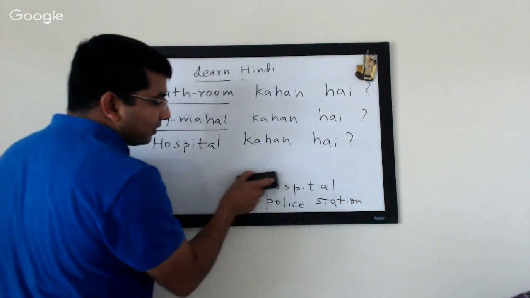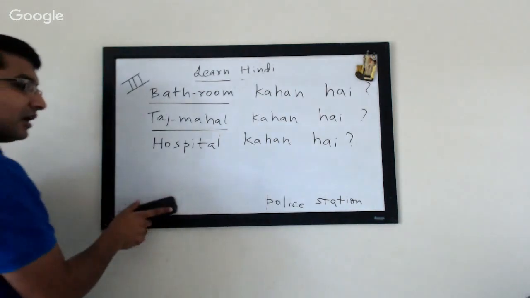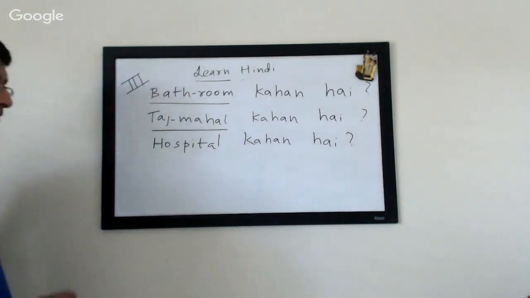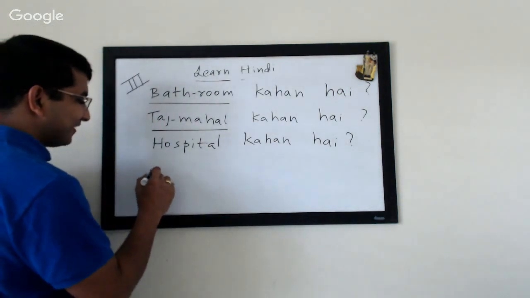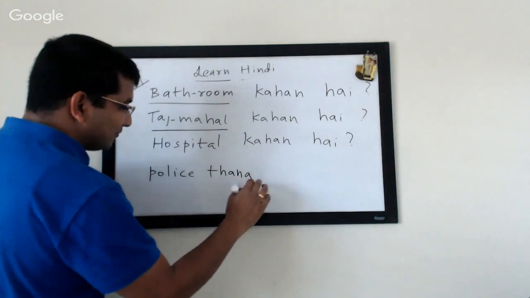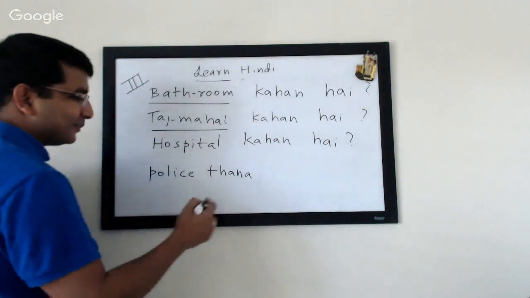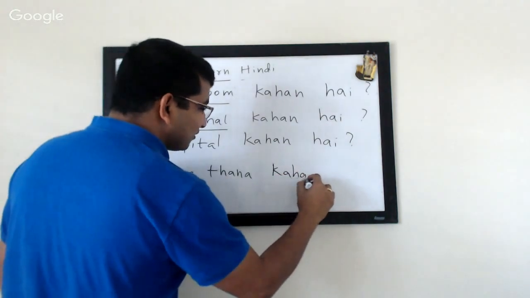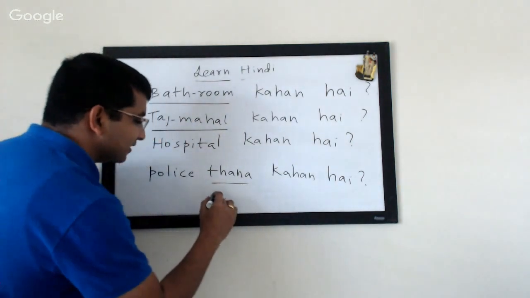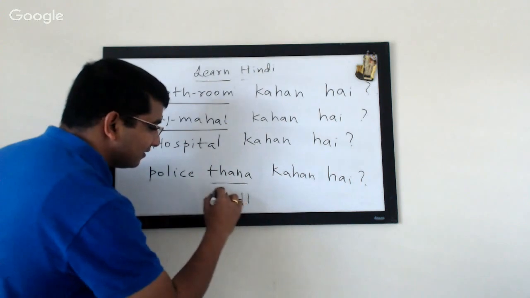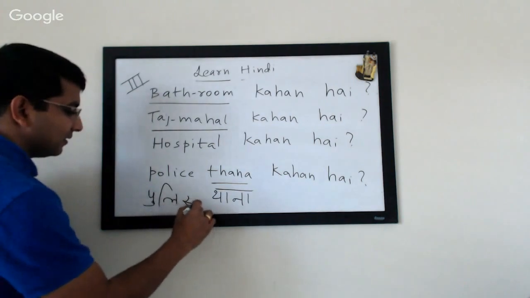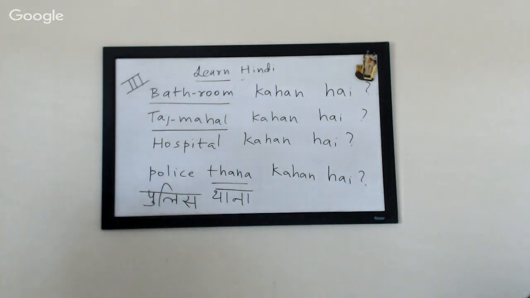And the last one is police station. So either you can say police station kahan hai, or if you want to say police station in Hindi, it would be... police station, I think? No, it will be police thana. Police thana, okay. Station is like either you can say adda or thana, like police thana. So it will be thana. Police thana. पुलिस थाना कहाँ है?